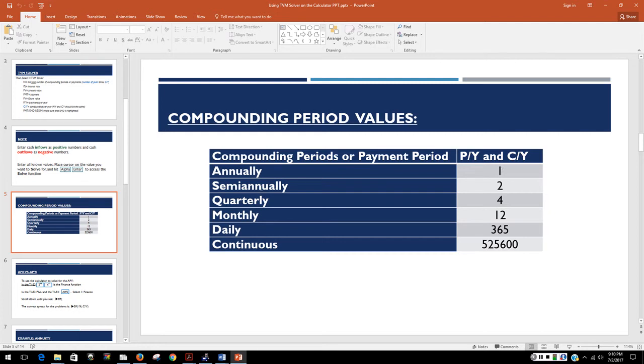Semi-annually means twice per year. Every 6 months would be twice per year. Quarterly is 4 times per year. Monthly, there are 12 months in a year, therefore monthly would be 12 payments and compoundings per year. Daily is 365 because there are 365 days in a year.